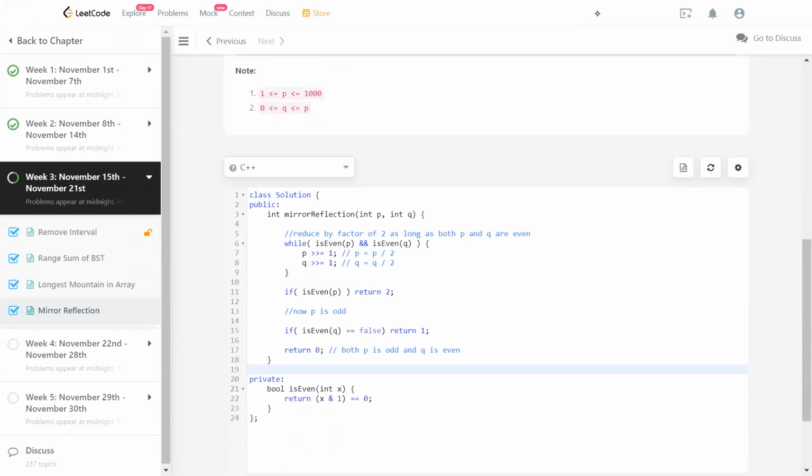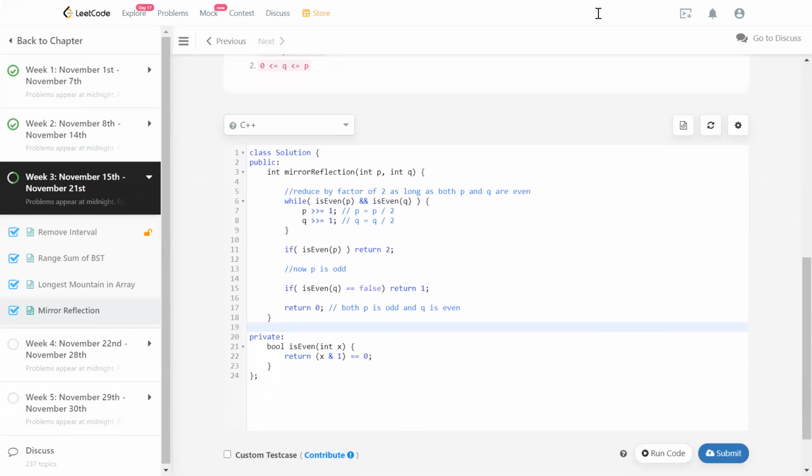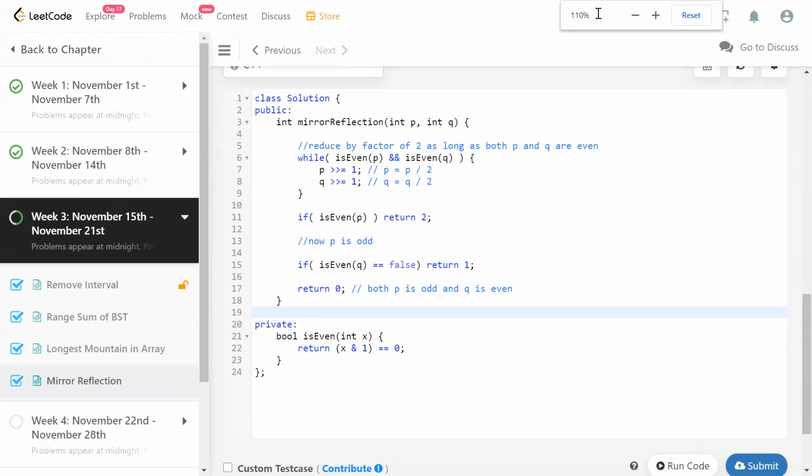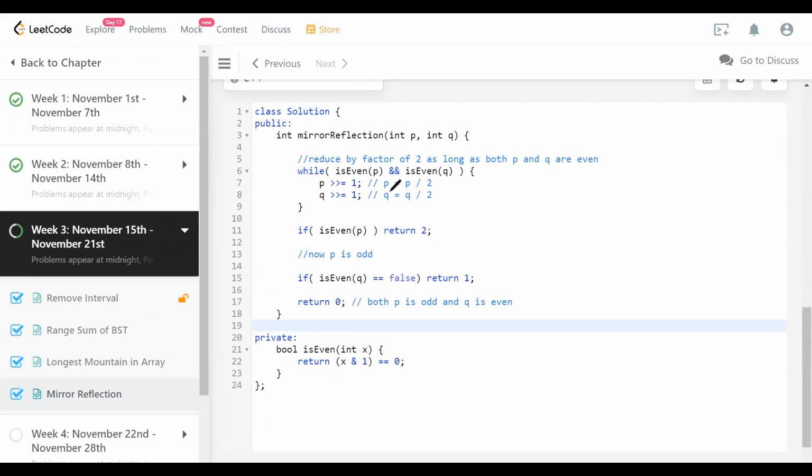So I have reduced P and Q. As long as both P and Q are even, I keep reducing it. So if you see here, whenever both P and Q are even, I keep dividing them by 2. Dividing by 2 is as good as right shifting by 1. So I just keep doing it.